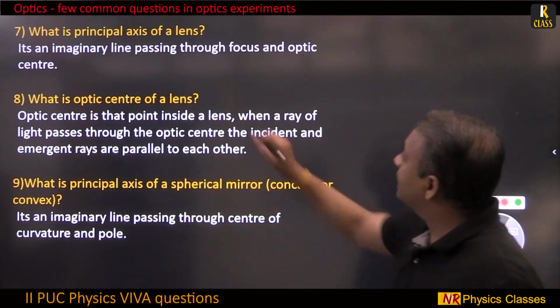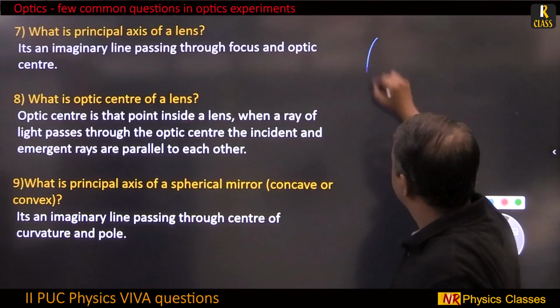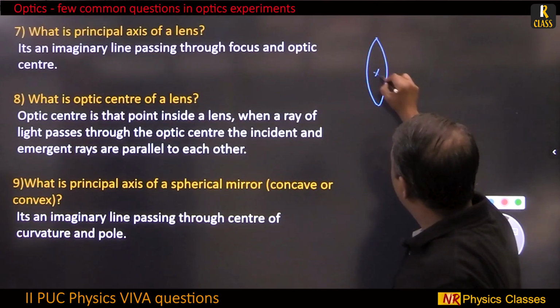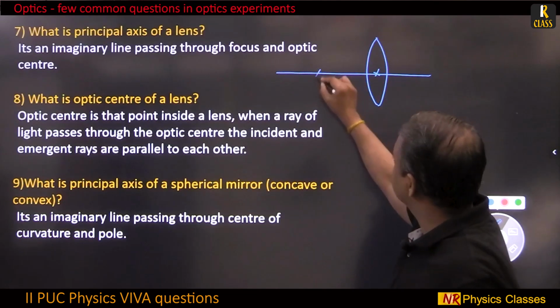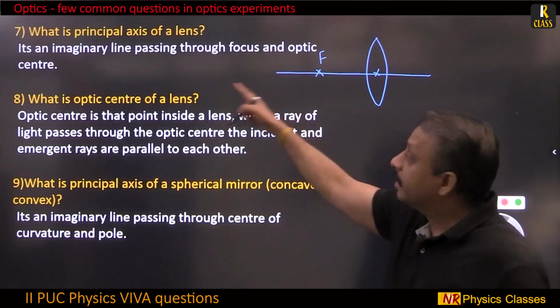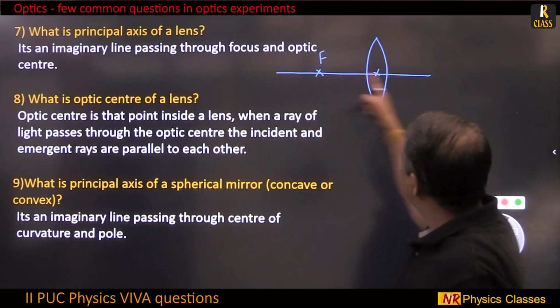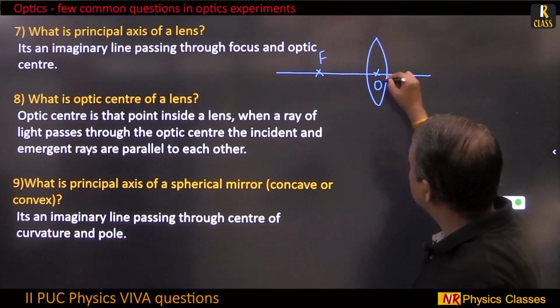What is principal axis of a lens? Lens, optic center, focus. It is the imaginary line passing through optic center and the focus.